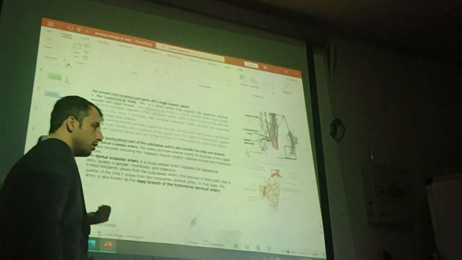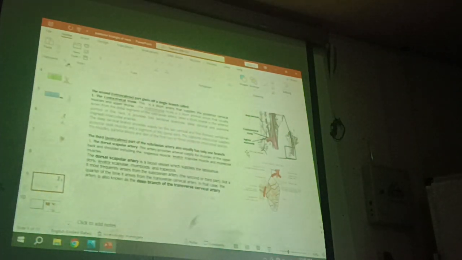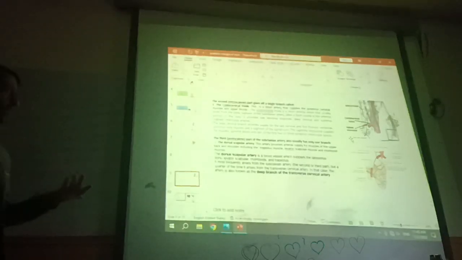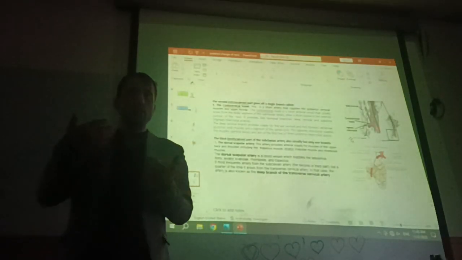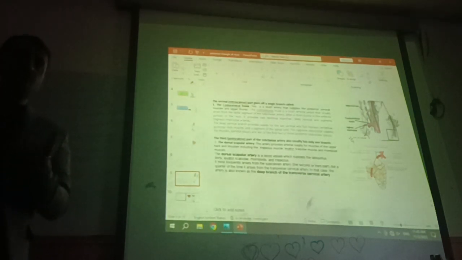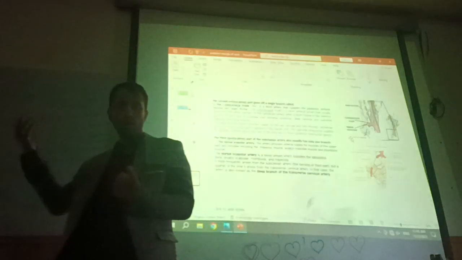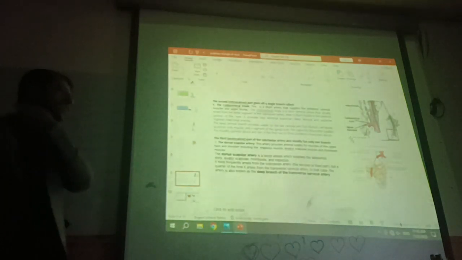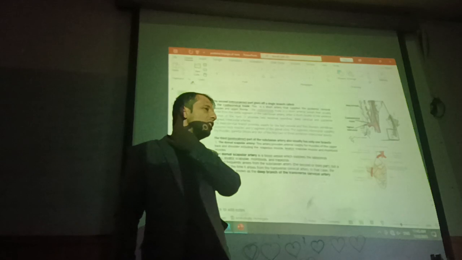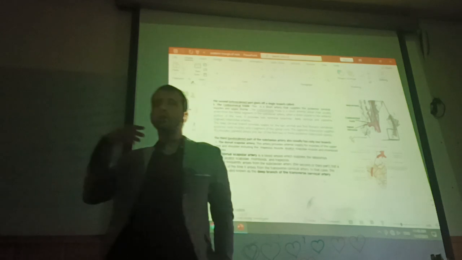Okay? Yes, sir. So the costocervical trunk, by its name we know that it has a costal part and it should have a cervical part. So the costocervical trunk, when derived from the subclavian artery, divides into two branches. The cervical branch is named the deep cervical artery. The deep cervical artery supplies the SCM and the trapezius muscle. Another branch is the costal branch.